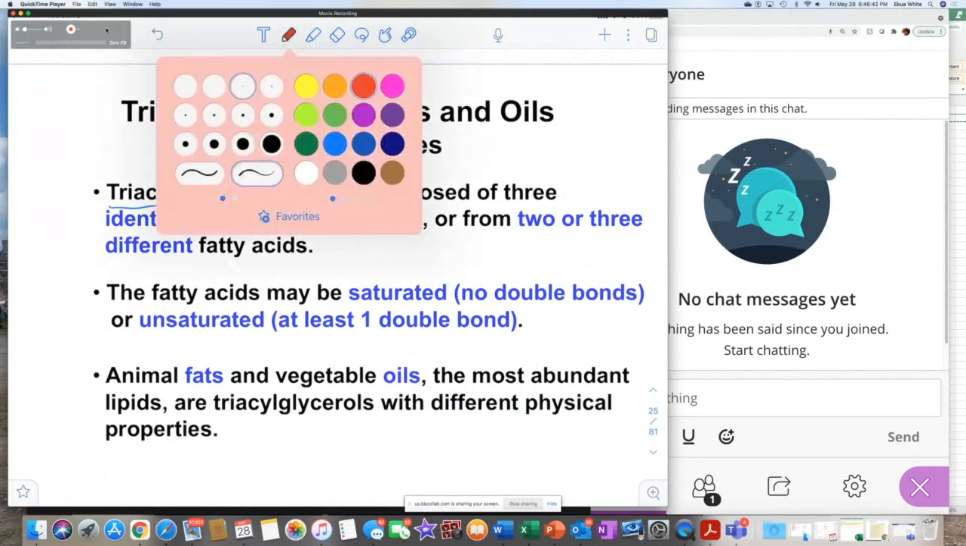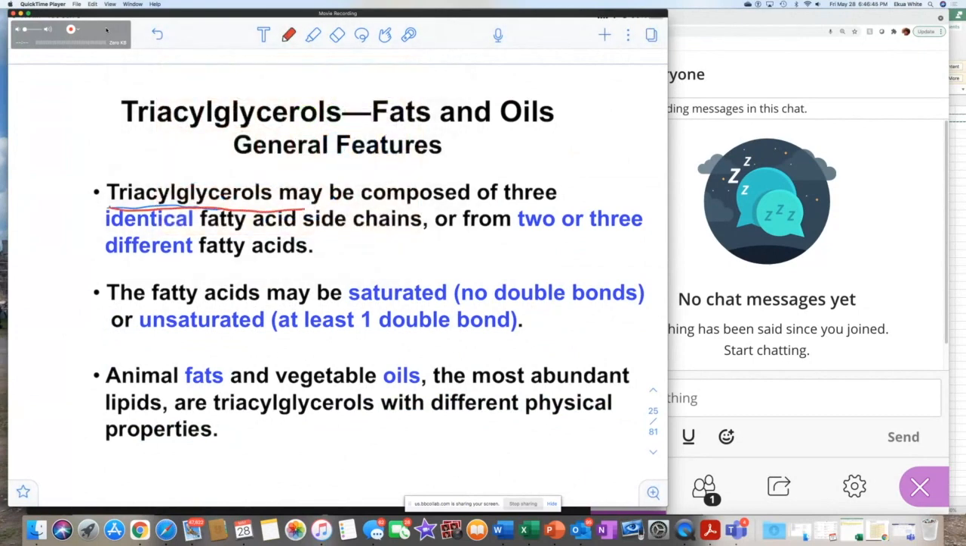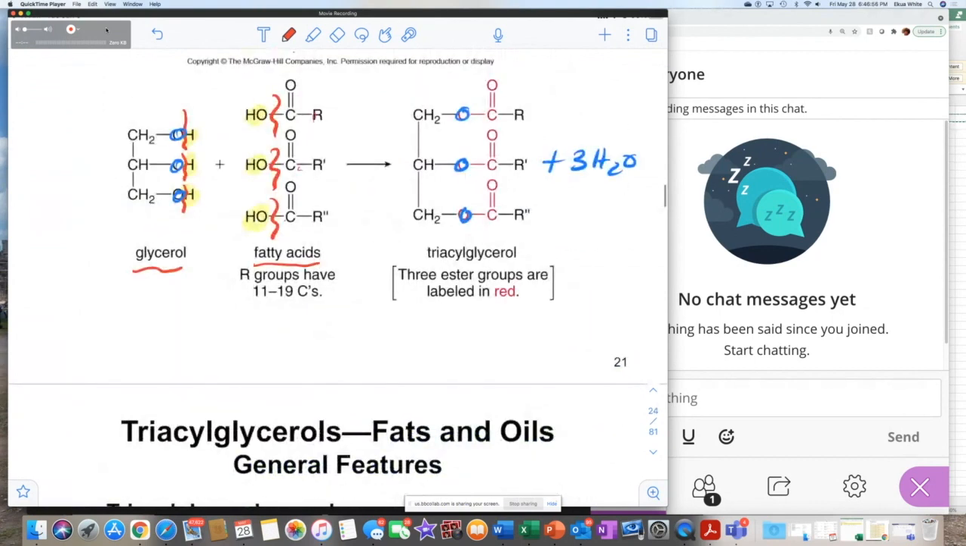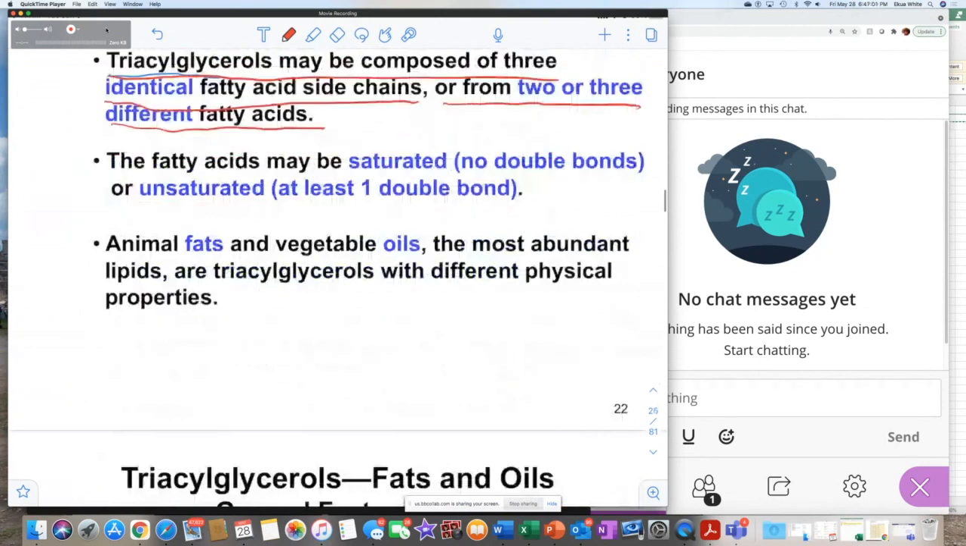Oh no, let's use red so I can know where I've written. Triacylglycerols may be composed of three identical fatty acid side chains or two or three different fatty acid side chains. These fatty acids may be exactly alike or they may be different from each other. The fatty acids may be saturated, meaning they have no double bond. By the time you're done with this class, I think you will have a working understanding of what saturation means in the world of chemistry, or unsaturated, at least one double bond.